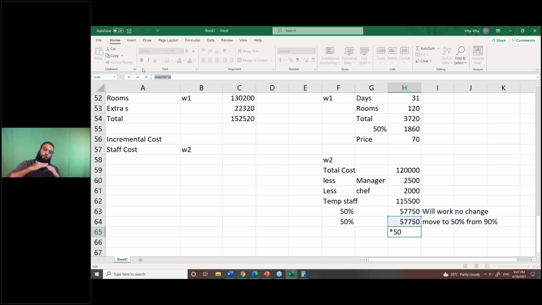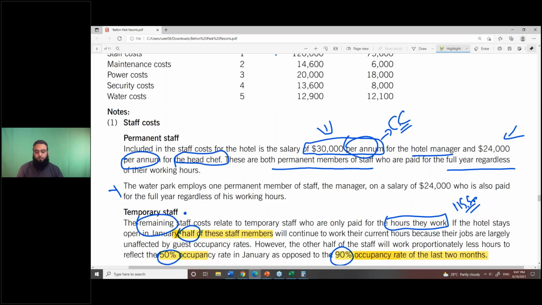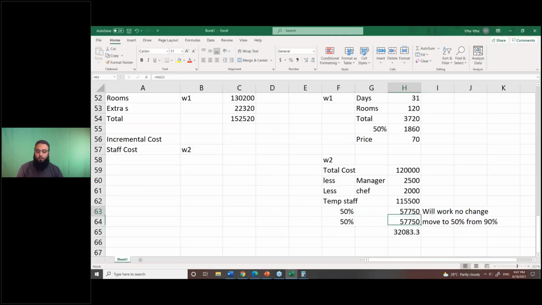I hope you understood what I've done. I've divided the cost into two parts. One part, one half, will continue in the same way. The other half needs to be reduced to 50% from the current 90%. And that's what I did. Okay, clear? So now with what figure am I going to take in my calculation, that's the question.